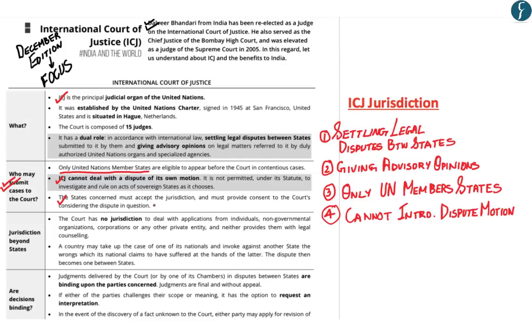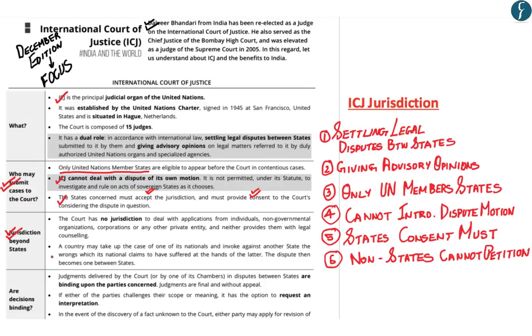So as you may know, in the Kulbhushan Jadhav case, India and Pakistan accepted the jurisdiction of the International Court of Justice and provided consent to the court for considering the Kulbhushan Jadhav case. Now the International Court of Justice does not have jurisdiction beyond states. So it cannot deal with applications from individuals, NGOs, corporations, or any other private entity. Neither does it provide them with legal counseling.